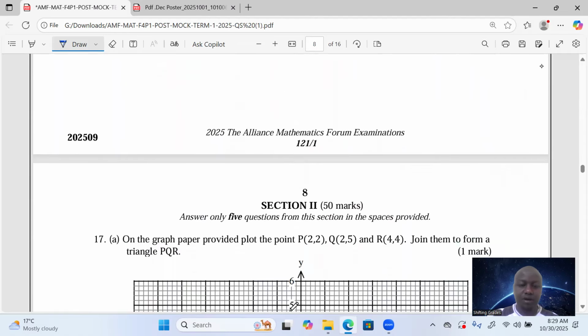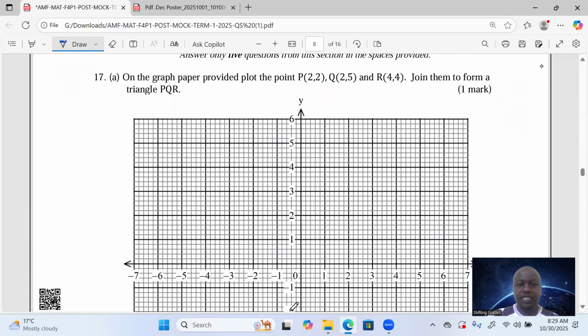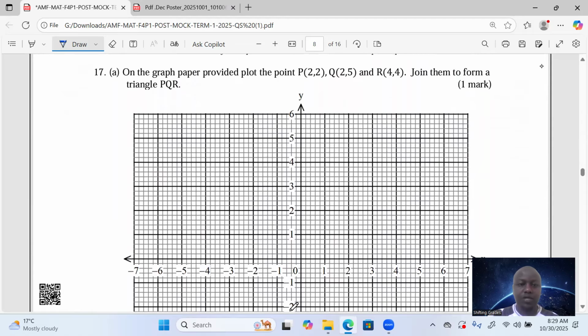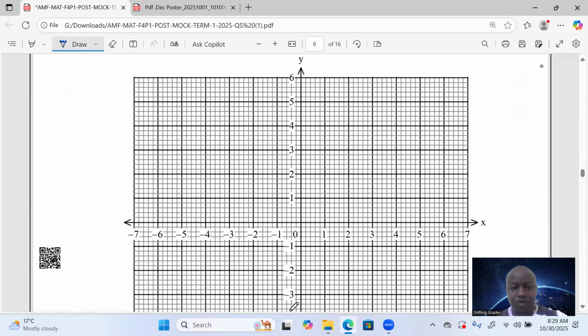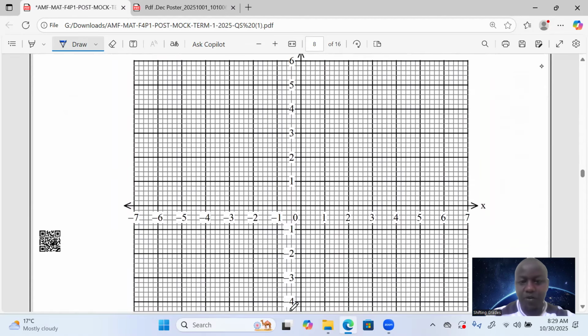Section 2, number 17, which is the first question. We are told that on the graph provided, plot the points P(2,2), Q(2,5), and R(4,4). Then after plotting, you join them to form triangle PQR. So looking at the coordinates, we need to identify coordinate (2,2). Therefore, 2 on the X and 2 on the Y intersect here. That's our P plotted.